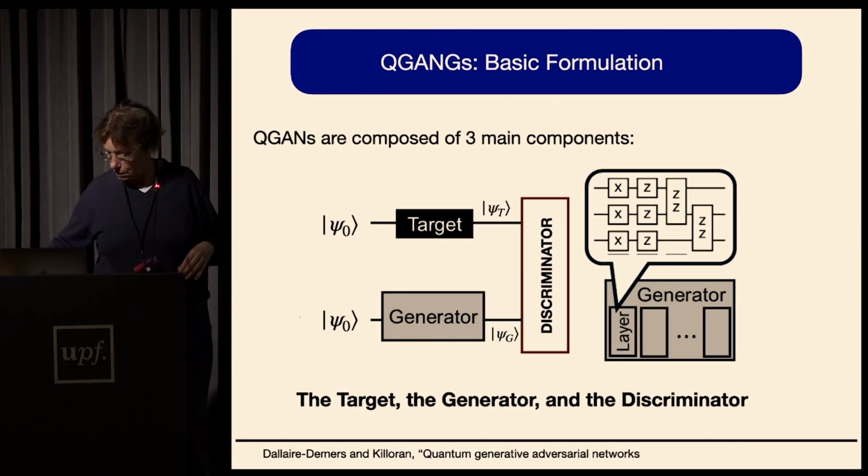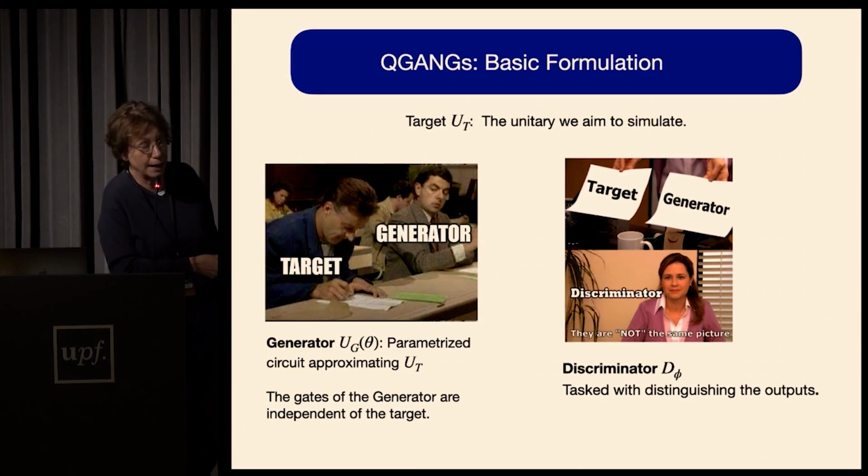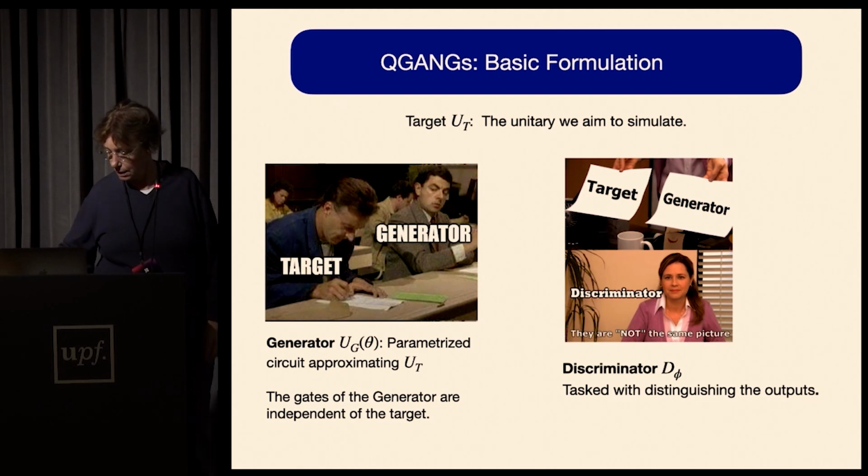So in a more graphical way, this is the target, this is the generator. Our generator is parameterized, it's a circuit, so by some angles, to approximate the unitary of the target. And the gates that are in the generator have nothing to do with the target, because our target is a black box a priori. And the discriminator tries to distinguish between the target and the generator.